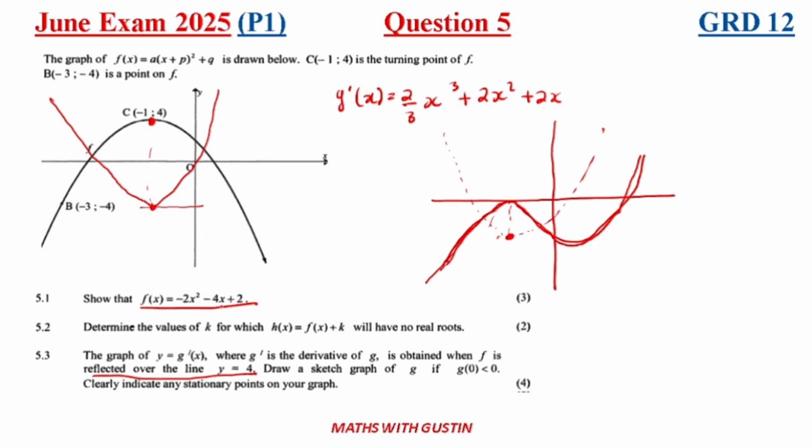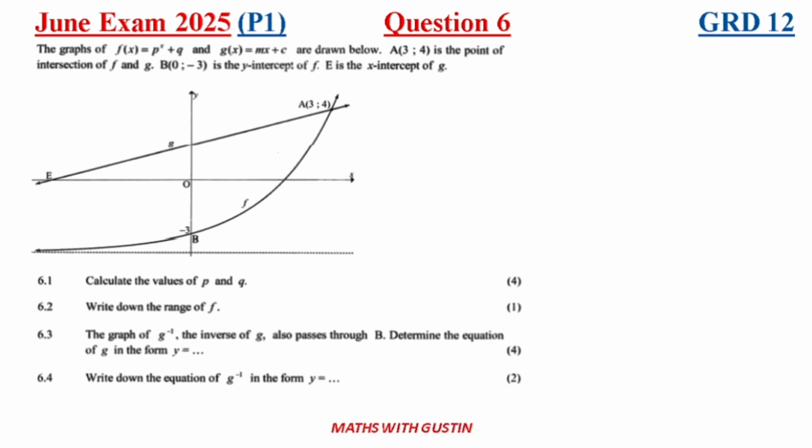We'll be moving to question 6. Let's have a look at question 6. What's happening in question 6? Question 6, I think we have got these two graphs here, which is a straight line and also an exponent graph.